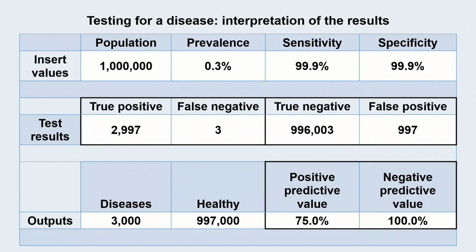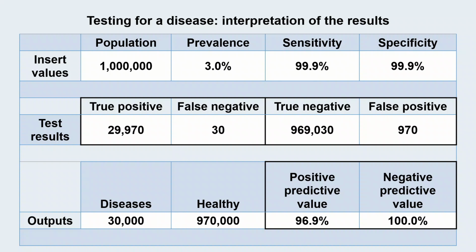An even more precise test will increase the positive predictive value even further. The only thing I did here was changing the sensitivity and the specificity to 99.9%. The diseased and healthy individuals are going to remain the same as the prevalence remains the same, but we will now have 2,997 true positive results and 3 false negative results, and 996,003 true negative results and 997 false positive results. These test results will generate a positive predictive value of 75% and a negative predictive value of 100%. Thus we can increase the positive predictive value even further with a more accurate test.